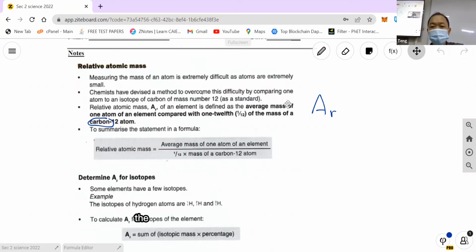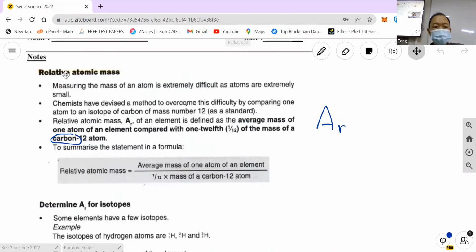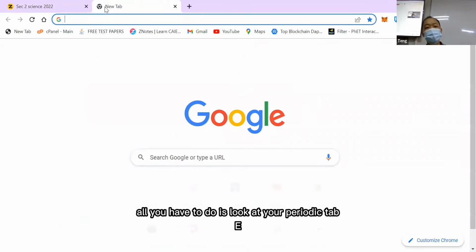So let's go through some of the terms that we went through last week, right? First one is AR, I mean relative atomic mass. So in short, we just write AR. What's relative atomic mass? All you have to do is to look at your periodic table.